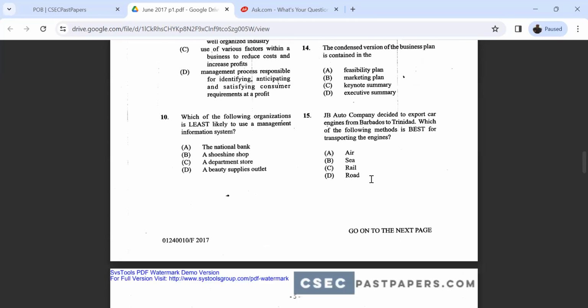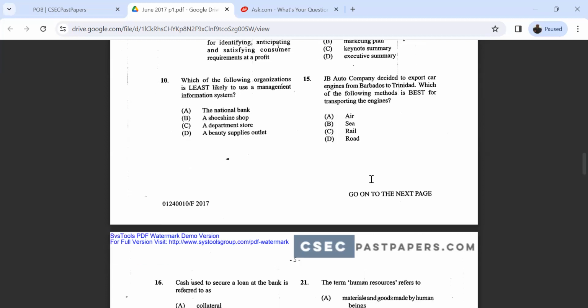Number 15, JB Auto Company decides to export car engines from Barbados to Trinidad. Which of the following methods is best for transporting these engines? A, B, C, or D? Which one? B. So the answer is B, as in sea. Not that the answer is C, but the answer is the letter B, sea, right? Definitely not road.